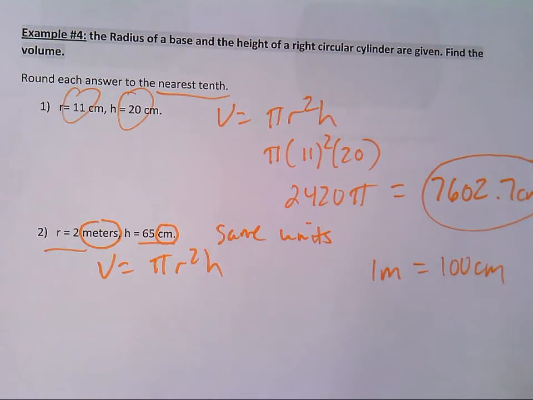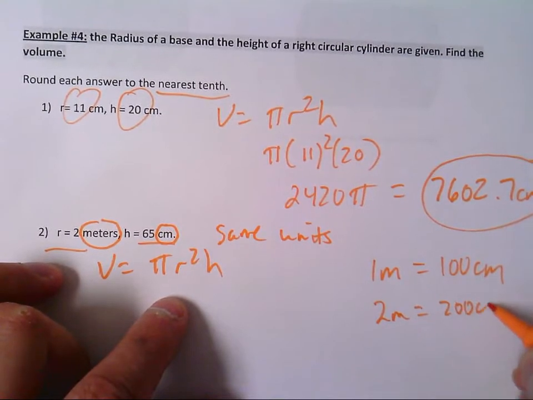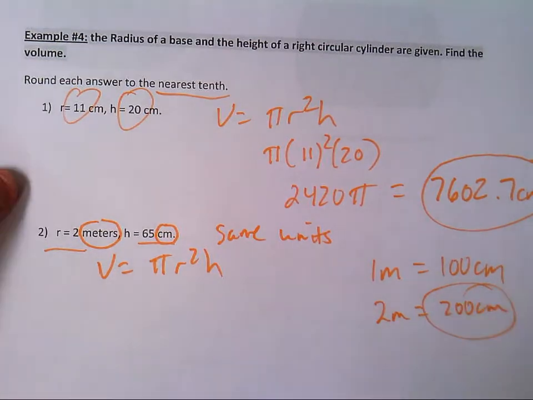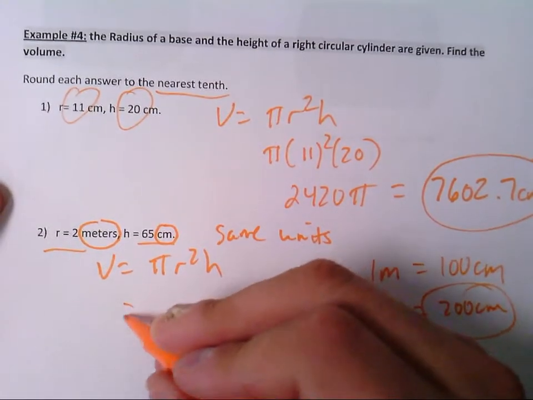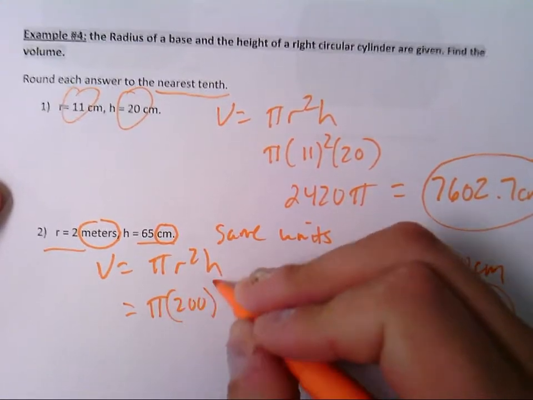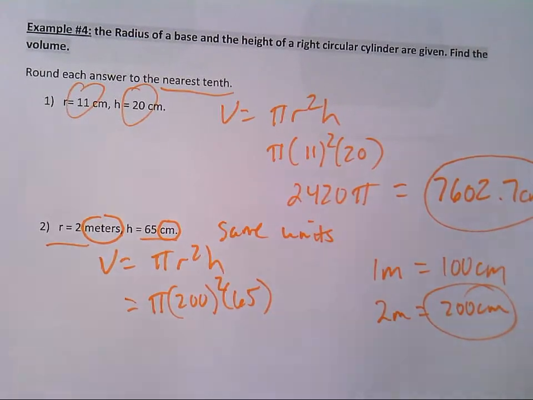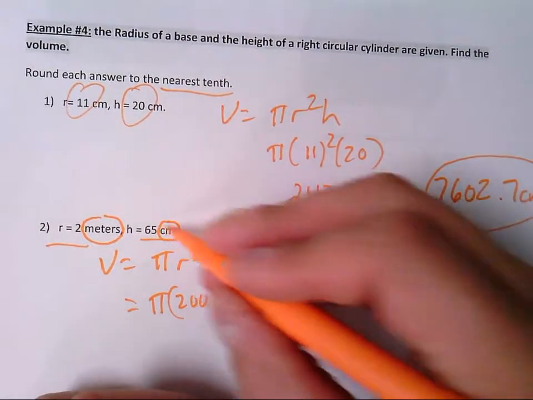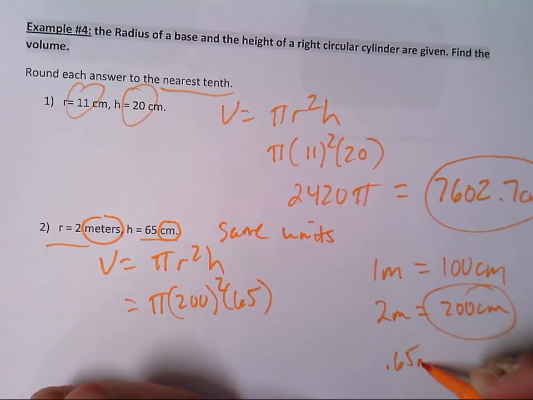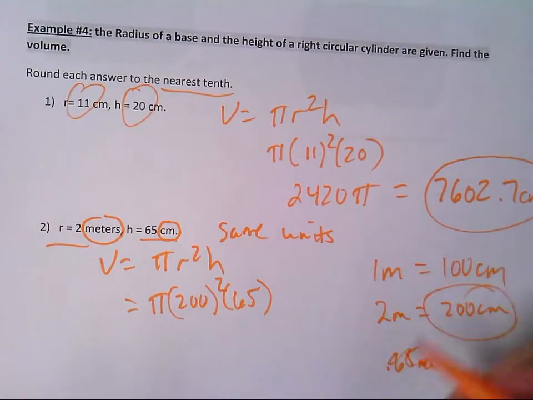So probably what I would think to do is, I don't like decimals, so 2 meters would equal 200 centimeters. So that's what I'm going to do. I'm going to convert to centimeters. So I'm going to have volume equals pi times 200 squared times 65. Okay. The other thing you could do too is if you converted the centimeters to meters, that 65 centimeters would be 0.65 meters. You'd have to move it 2 decimal points, but let's just stick with the centimeters here.